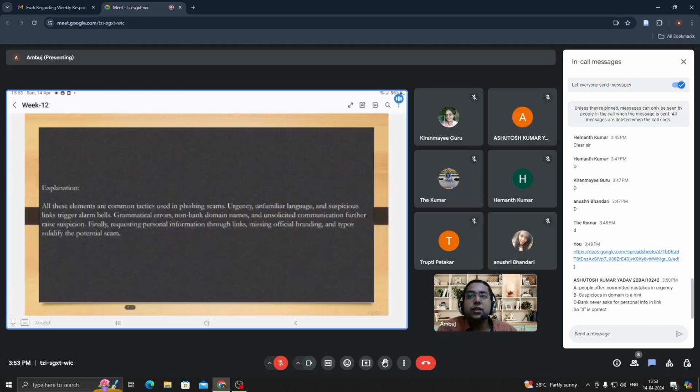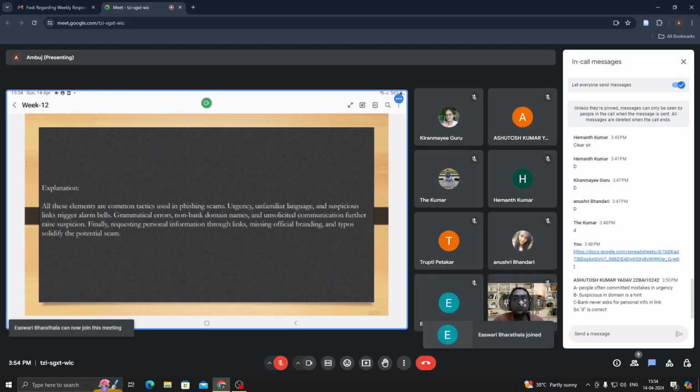Let us look at this explanation. All these elements are common tactics used in phishing scams. Urgency, unfamiliar language, and suspicious links trigger the alarm bells. Grammatical errors, non-bank domain names, and unsolicited communication further raise the suspicion. Finally, requesting personal information through links, missing official branding, where the stamp would be missing, and typos solidify the potential scam.